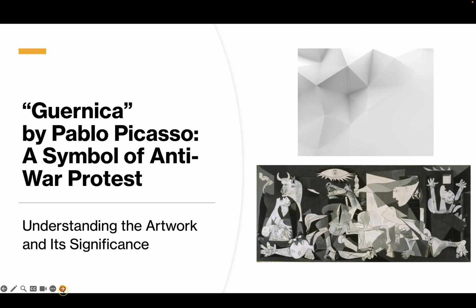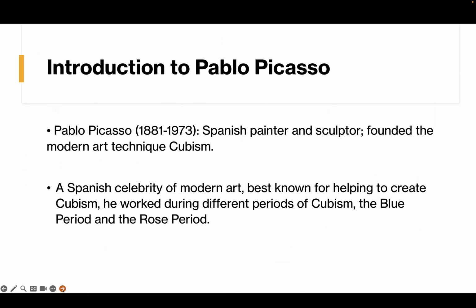Introduction to Pablo Picasso. Pablo Picasso was born in 1881 and he passed away in 1973. A Spanish painter and sculptor, he founded the modern art technique Cubism, a Spanish celebrity of modern art, best known for helping to create Cubism. He worked during different periods, Cubism, the Blue Period and the Rose Period.